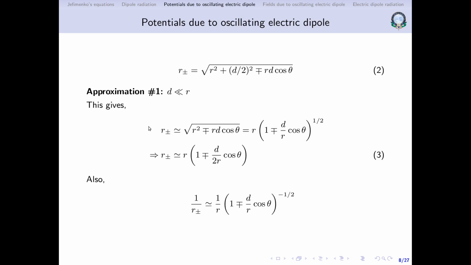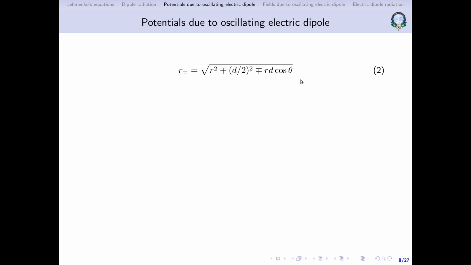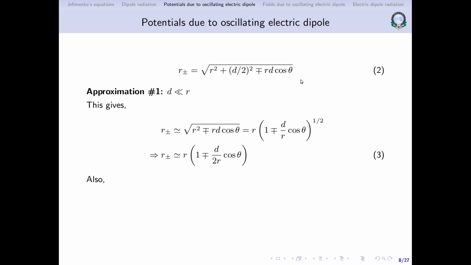Also, what about the reciprocal of r? Because we need the reciprocal, right? In the denominator here we need 1 by r plus and 1 by r minus. So we got what r plus or minus is. So what about the reciprocal, 1 by r plus or minus? We can take the reciprocal as 1 by r plus or minus is approximately equal to 1 by r, applying the first approximation, into 1 minus plus d by r cos theta whole to the power, instead of plus half we'll get a minus half here. Now again I can apply the binomial approximation here, and this term will get multiplied with minus half.